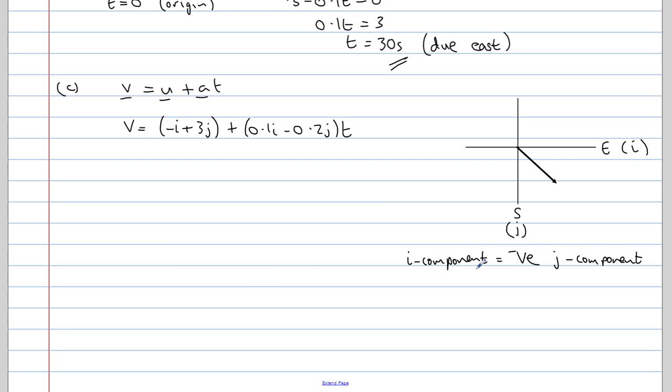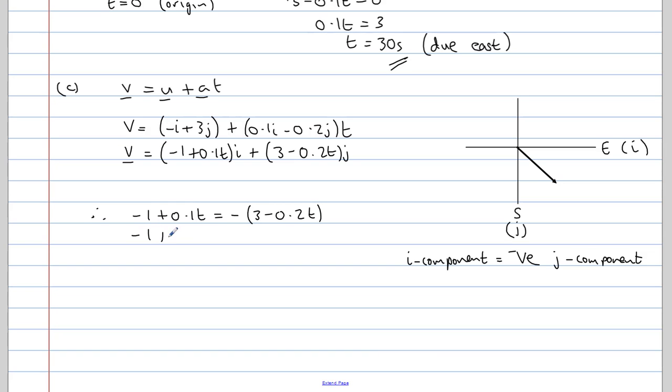Before we can compare the i components and j components, we need to separate this out. So we would get v equals minus 1 plus 0.1t, that's the i component, plus 3 minus 0.2t j. The i component we'll leave as it is, minus 1 plus 0.1t. But the j component, we're going to make negative. Simplifying the right hand side, we get minus 3 plus 0.2t. Subtracting 0.1t from both sides gives 0.1t on the right hand side, and adding 3 to both sides gives 2 on the left, which means that t equals 20 seconds.